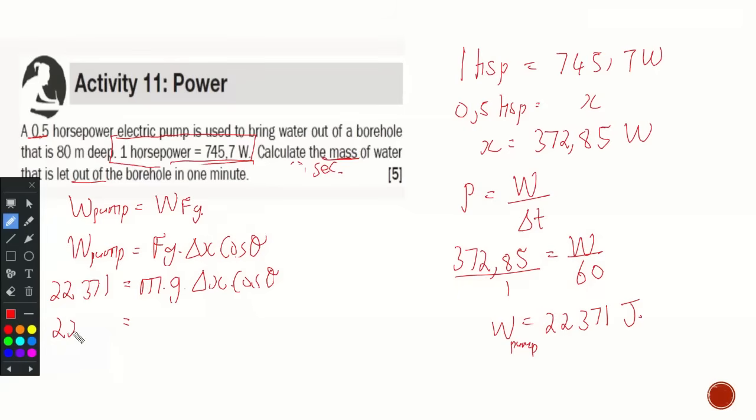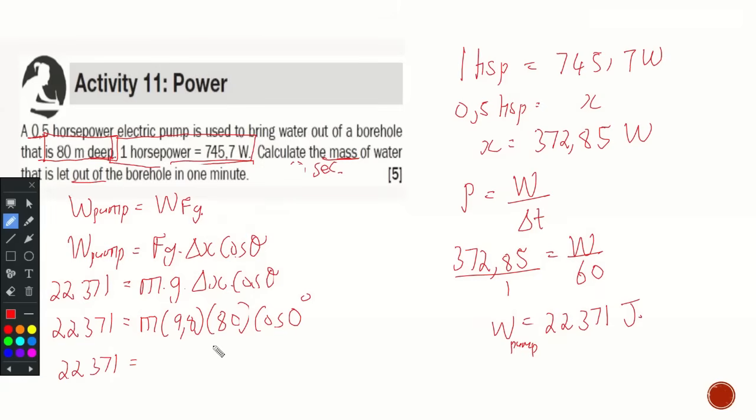We already have the work, 22,371. The mass we don't have, but g is 9.8. Then delta x becomes the depth of the borehole, which is 80 meters. And cos theta: the pump is pumping the water up, out of the borehole, which means it's pumping in the direction of the displacement. So theta has to be 0.